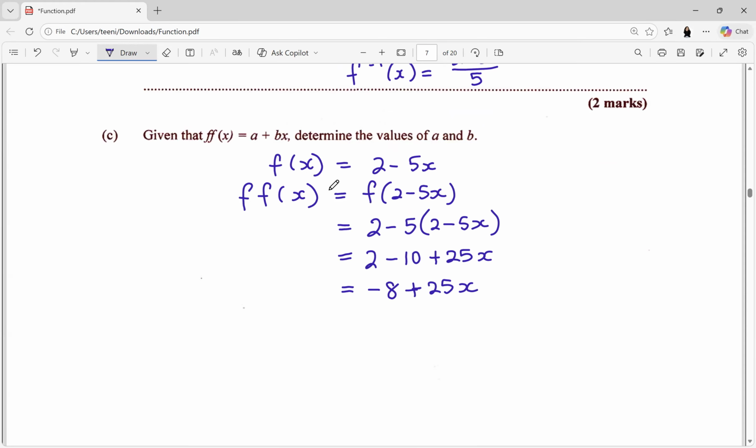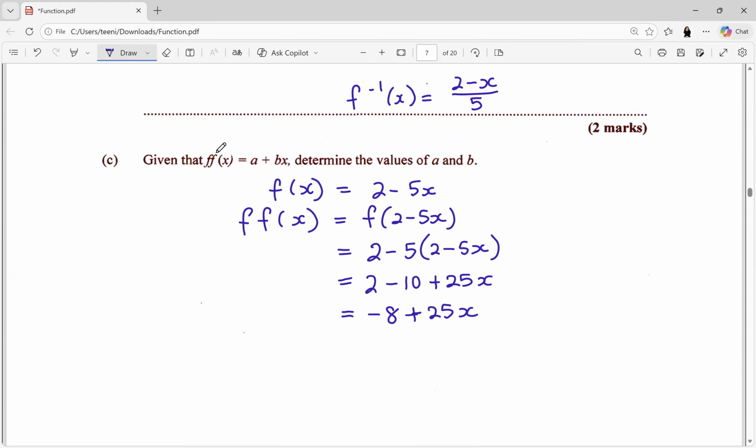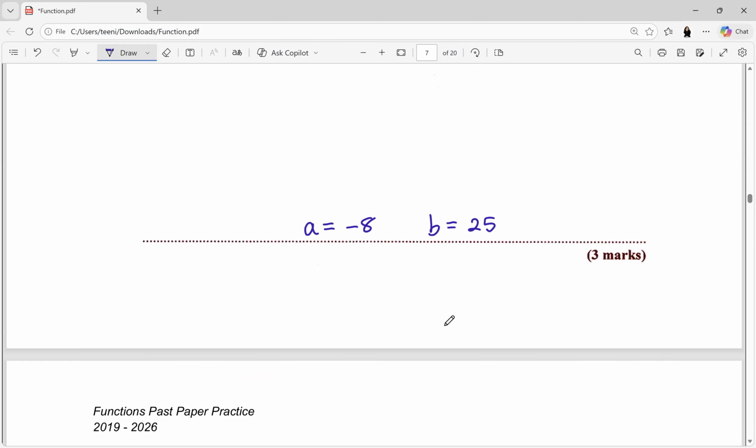Because they told us that it is in the form, given that f(f(x)) is a plus bx, where a and b are real numbers. So you just substitute your values in there, right? So f(f(x)) literally means substituting f(x) into f(x). Wherever you have x in the function, you're going to replace it with what the whole function is equal to. So you're replacing x with 2 minus 5x. And that was 3 marks.